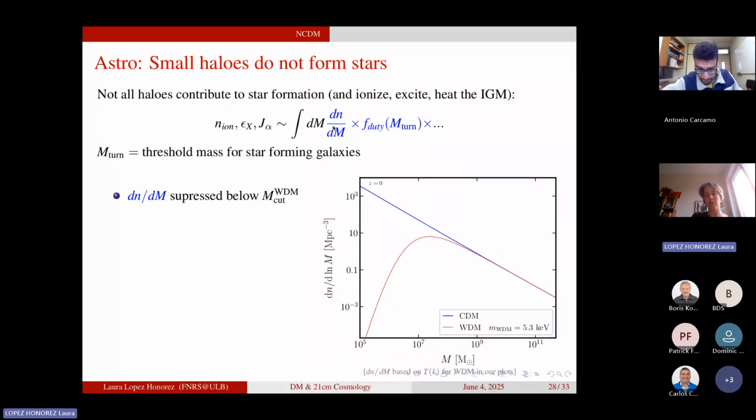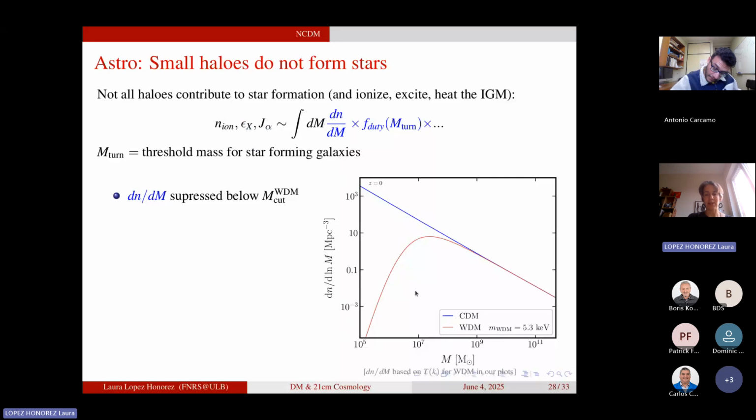This halo mass function, which counts the number of halos per unit mass, plays a role in the computation of the number of ionizing photons that will be there to ionize your medium, the X-ray flux and the Lyman alpha flux that you need in order to compute your 21 centimeter signal. By reducing the number of small mass halos, which are supposed to be numerous, you are going to strongly affect the signal. You are going to suppress it. For example, the spin temperature is going to stick to the gas temperature later. You are going to delay everything, all the features.